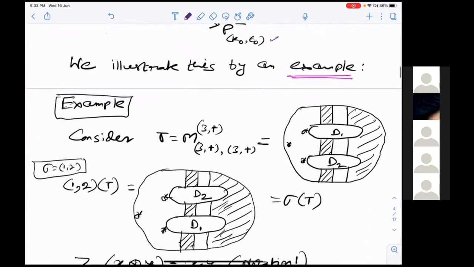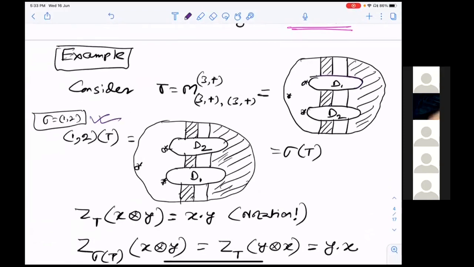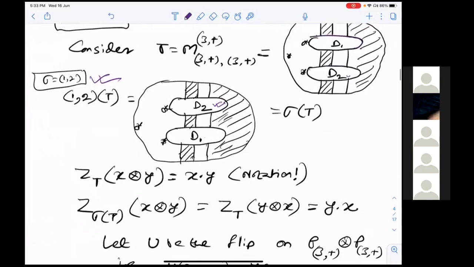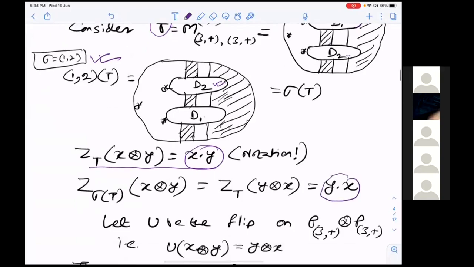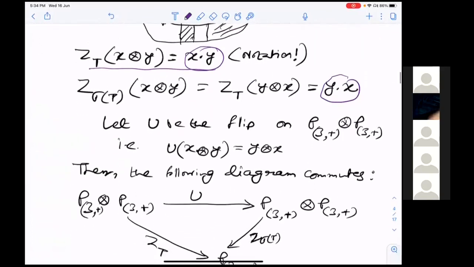If this is abstract, then let me give an example. Again, take this M3 plus and this multiplication tangle. The color of the internal box is 3 plus, here also 3 plus, and the external box is 3 plus also. If you take this transposition as my sigma, then the D1 box will get changed to D2, and the D2 box here will be D1. So this is the original T. ZT of X tensor Y, just put X dot Y notation. Then Z of sigma T will be, by this notation, Y dot X. Now you have the flip operator. Then you can see that these maps are basically the same.